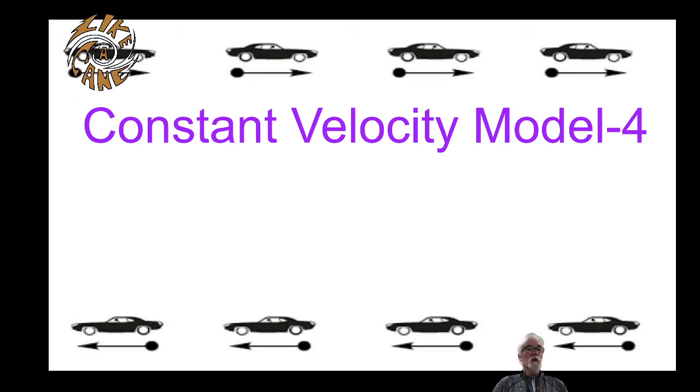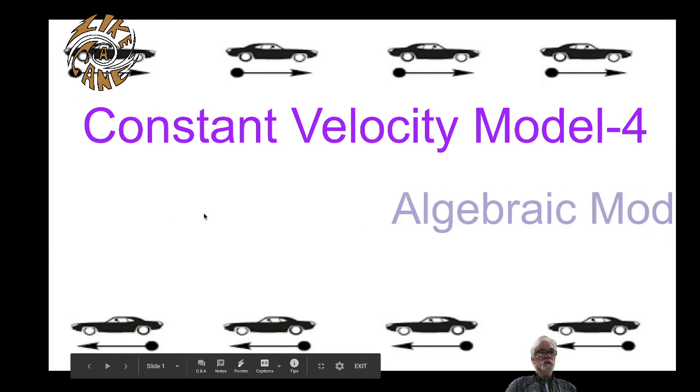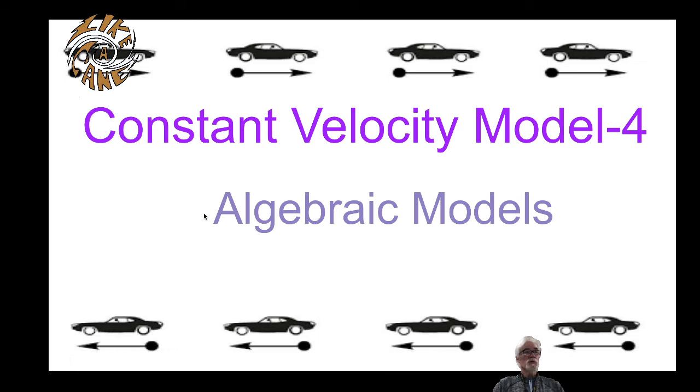In previous videos, we've learned how graphical models like position versus time and velocity versus time graphs and motion maps can help us to graphically model motion. In this video, we're going to take a little more detailed look at algebraic models for the constant velocity particle model of motion. We'll learn how to translate from graphical and verbal models to algebraic models, and then how to use algebraic models to solve two specific kinds of problems that we can be faced with in the constant velocity particle model of motion.